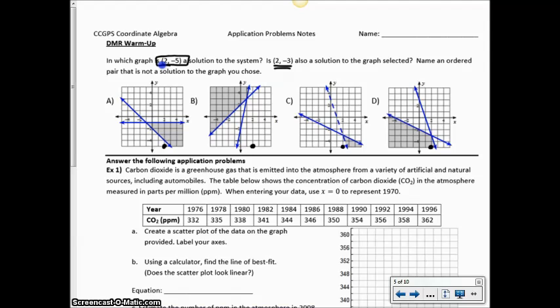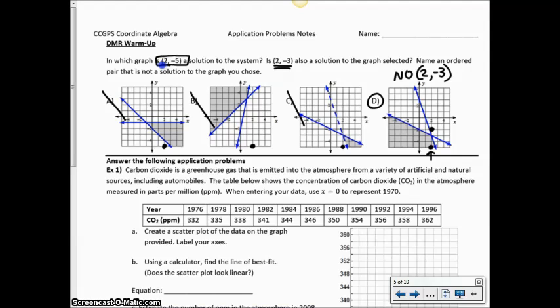Okay, so on this one it's definitely not a solution. On B, it's definitely not a solution. C is not a solution. It is a solution on D because this point is inside the gray area. And then it also says, is 2, -3 also a solution? So 2, -3 is this point right here, and it's not touching the line. It's just right next to it. So that is not a solution. So no. 2, -3 is not a solution.